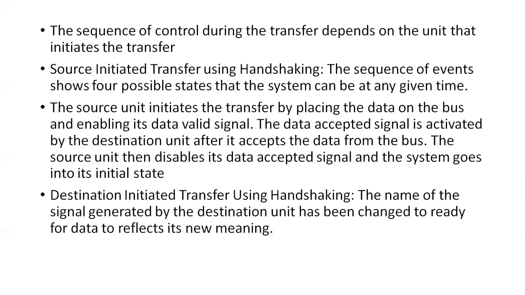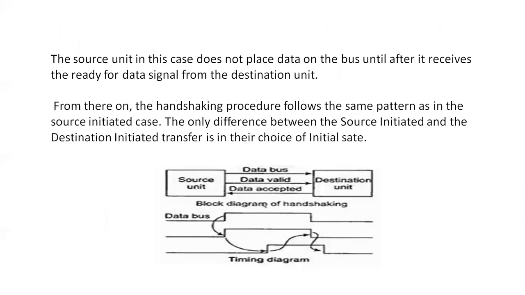Destination initiated transfer using handshaking. The name of the signal generated by the destination unit has been changed to ready for data to reflect its new meaning. The source unit in this case does not place the data on the bus until after it receives the ready for data signal from the destination unit. From there on, the handshaking procedure follows the same pattern as in the source initiated case. The only difference between the source initiated and the destination initiated transfer is in their choice of initial state.